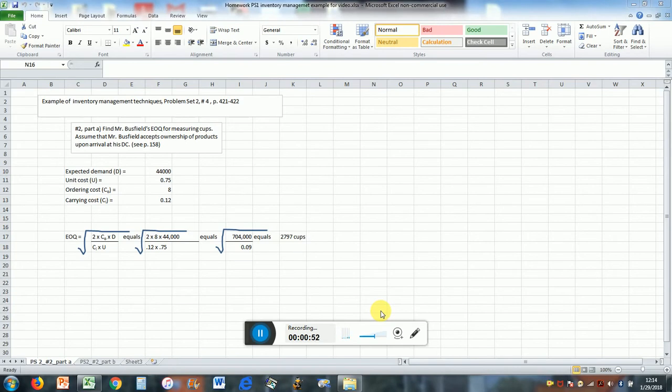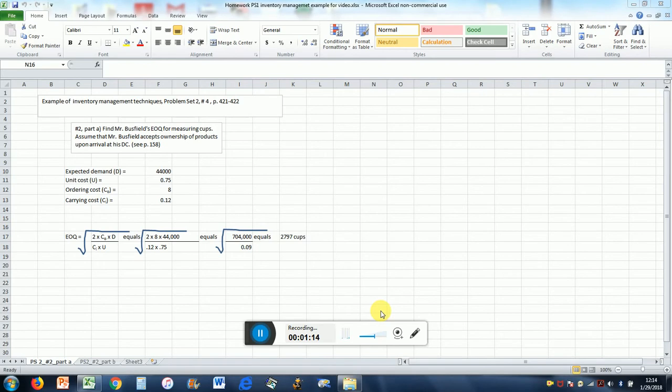Mr. Busfield recently completed a course in logistics management and now realizes that there are significant costs associated with ordering and maintaining inventory at his distribution center. Mr. Busfield has learned that the EOQ is the replenishment logic that minimizes these costs. In an effort to find the EOQ for measuring cups, Mr. Busfield has gathered relevant data.